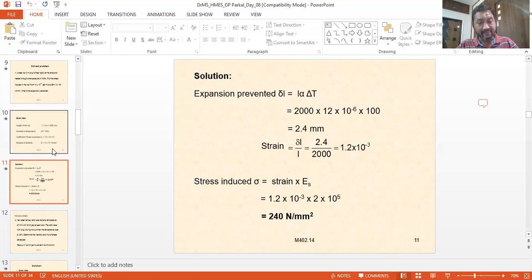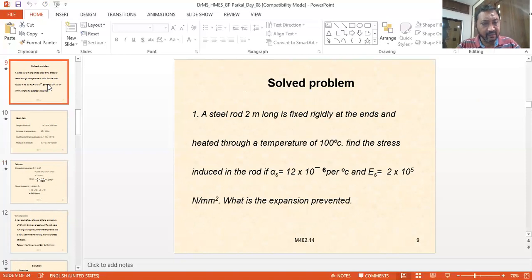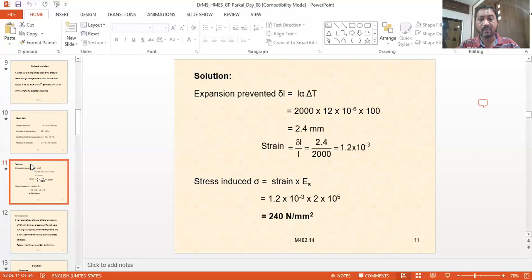So in the present case, the value of the thermal stress is equal to 240 newtons per square millimeter, and the elongation we have already found. What they asked is what is the expansion prevented. So the expansion prevented is equal to 2.4 millimeters. So these are the answers. Now next we'll go to the other problem.